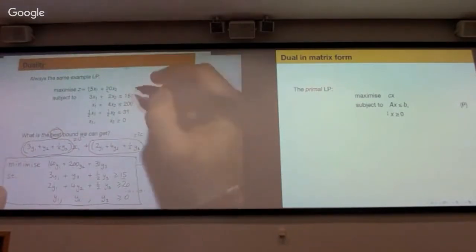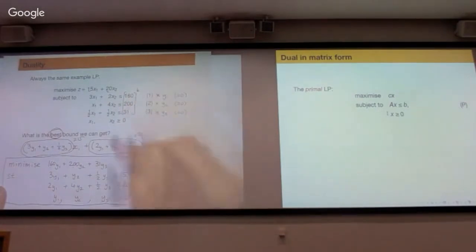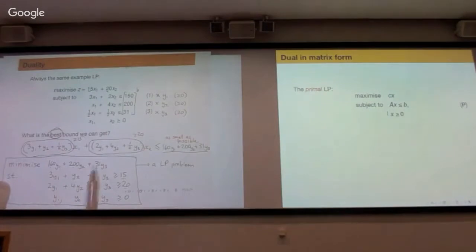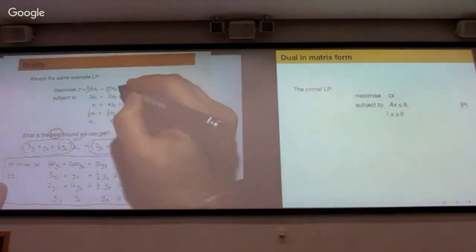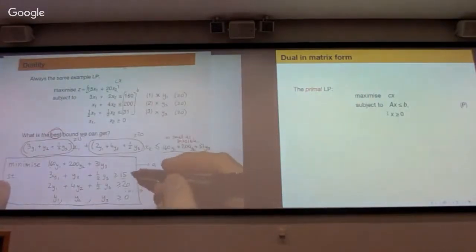Now we call this B. That became the objective. And what was the objective? That was the CX. Okay, the C's, they started being here. It's actually C transposed because I'm making a row vector into a column vector. And here I'm making a column vector into a row vector, so I'll have to transpose it.